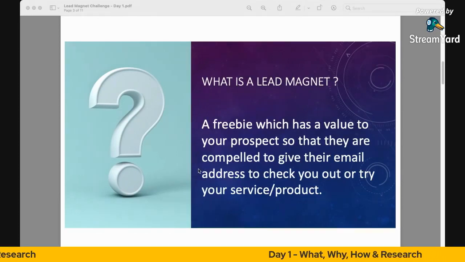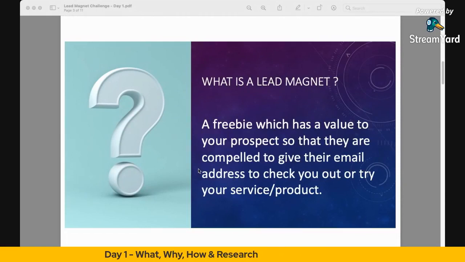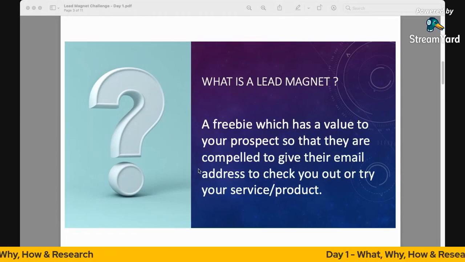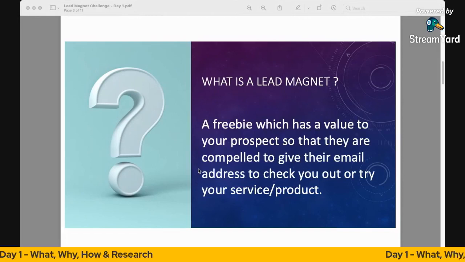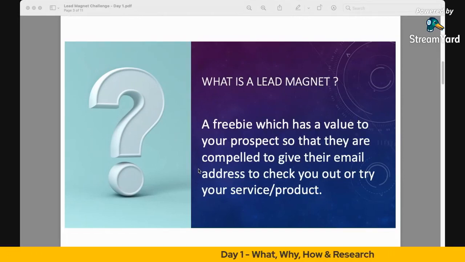Just ask. A lead magnet is a form of a freebie or a bonus, whichever you want to call it, which has got a value for your prospects so that they are compelled to give their email address. Meaning you're sharing something valuable. When they give the email address, they are making some kind of commitment to it.